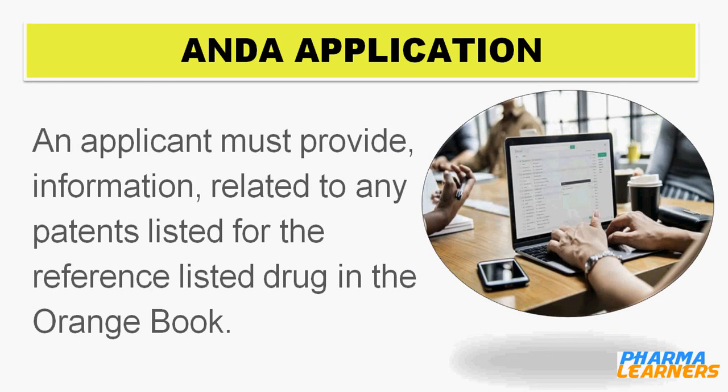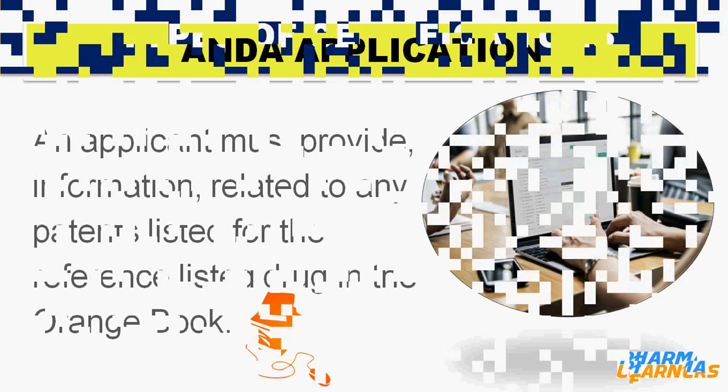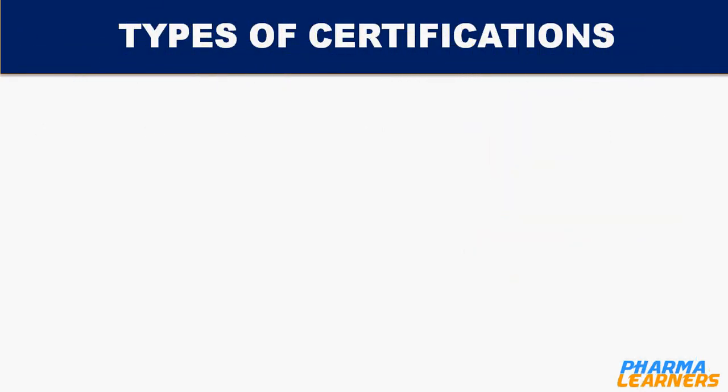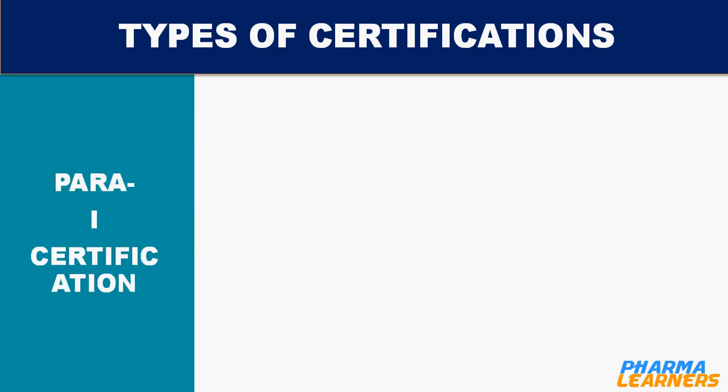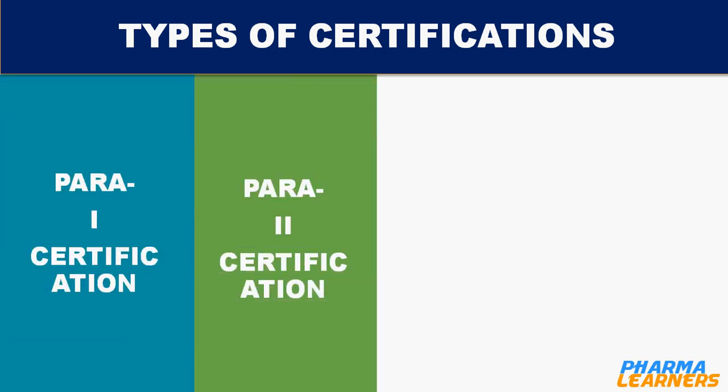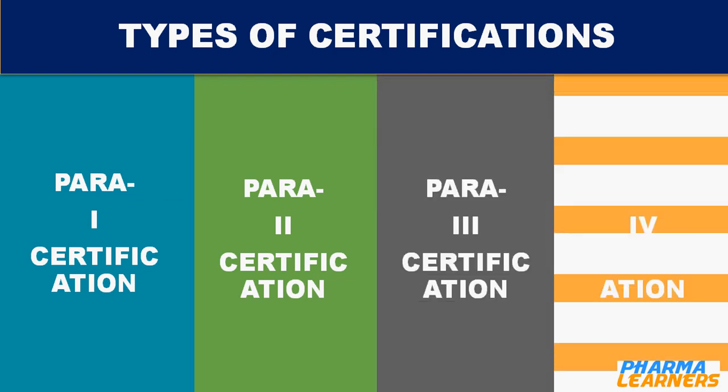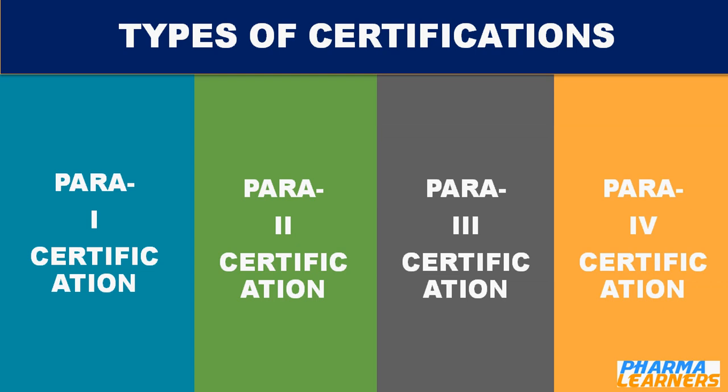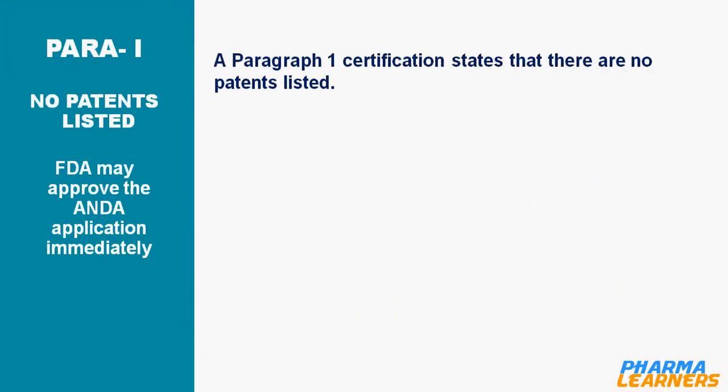At the time of filing an ANDA application, which is also called a generic drug application, an applicant must provide information related to any patents listed for the reference listed drug, also called RLD, in FDA's approved drug products with therapeutic equivalence evaluations, which is commonly called the Orange Book. In its ANDA application, a generic applicant must submit to FDA 1 out of 4 certifications specified in the Act regarding the patents for the RLD. These certifications are Paragraph 1 certification, Paragraph 2 certification, Paragraph 3 certification, and Paragraph 4 certification. Now let us understand all these certifications, one by one.